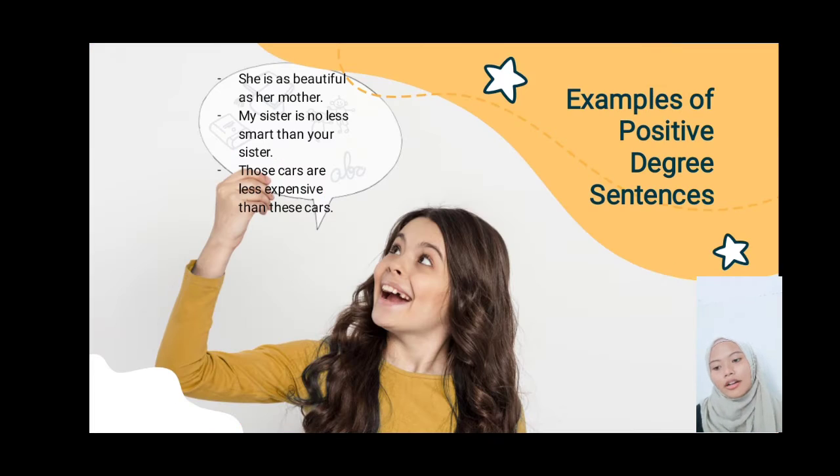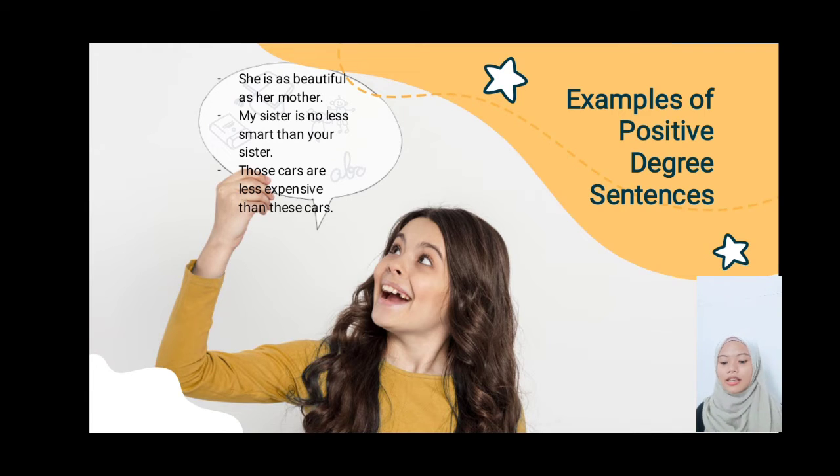Next, there are some examples of positive degree sentences. For one, she is as beautiful as her mother. And the second, my sister is no less smart than your sister. And next, those cars are less expensive than these cars. Okay, maybe that is about positive degree or ordinary degree.